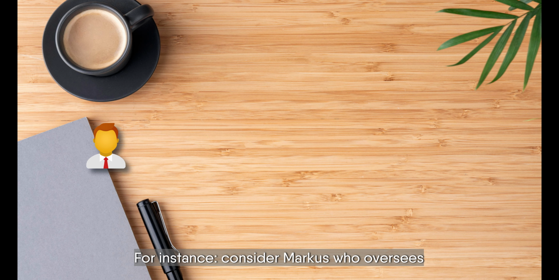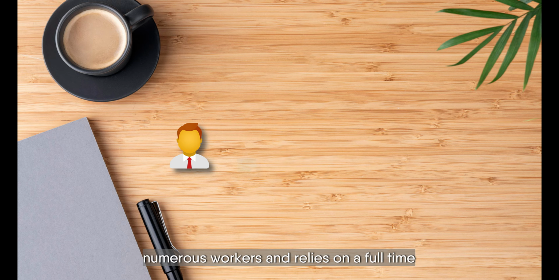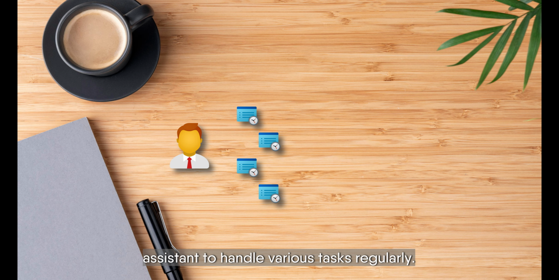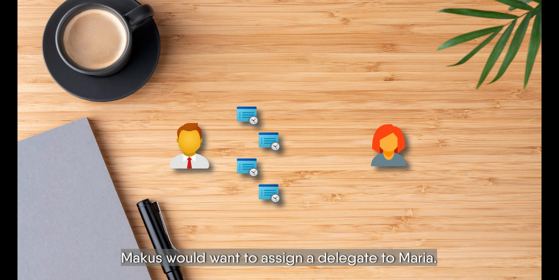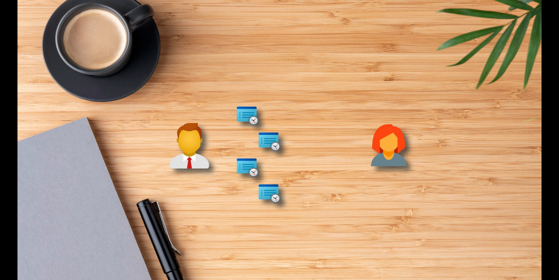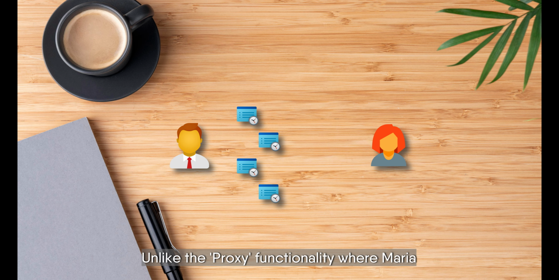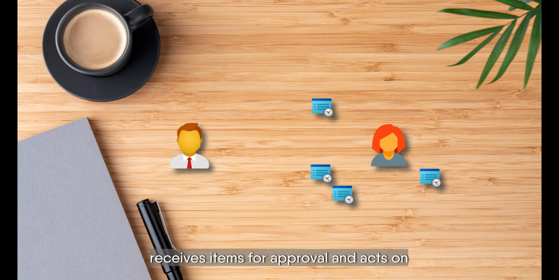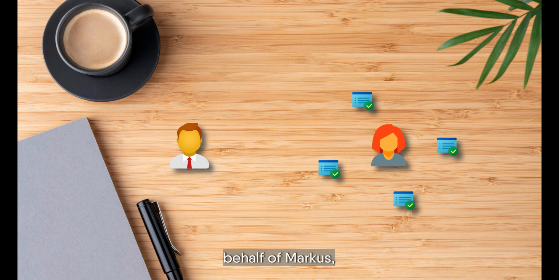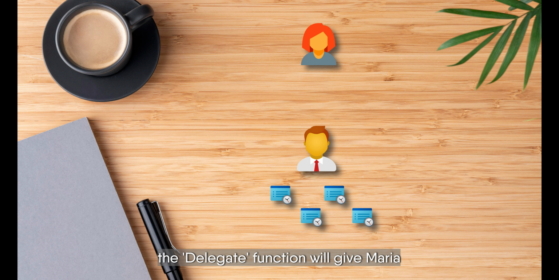For instance, consider Marcus, who oversees numerous workers and relies on a full-time assistant to handle various tasks regularly. In this case, Marcus would want to assign Maria as a delegate. Unlike the proxy functionality, where Maria receives items for approval and acts on behalf of Marcus, the delegate function will give Maria direct access to Marcus's user account.